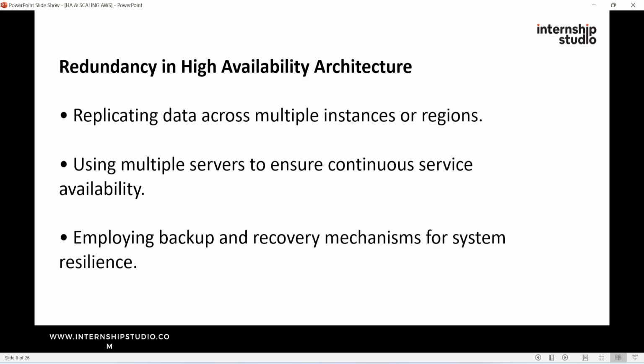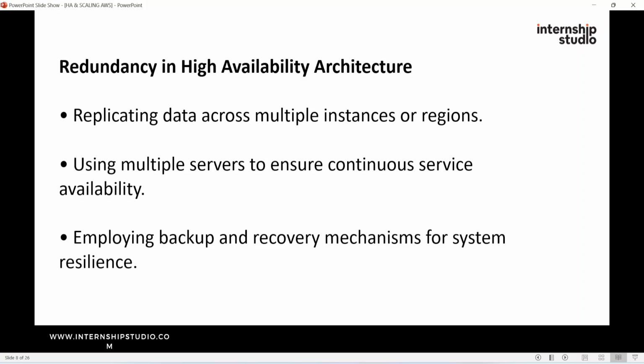So next is using multiple servers to ensure continuous service availability. In a high availability architecture, redundant servers are deployed to ensure that if one server fails, another can take over the workload. Load balancers distribute incoming traffic across these redundant servers, optimizing resource utilization and preventing any single server from becoming a bottleneck.